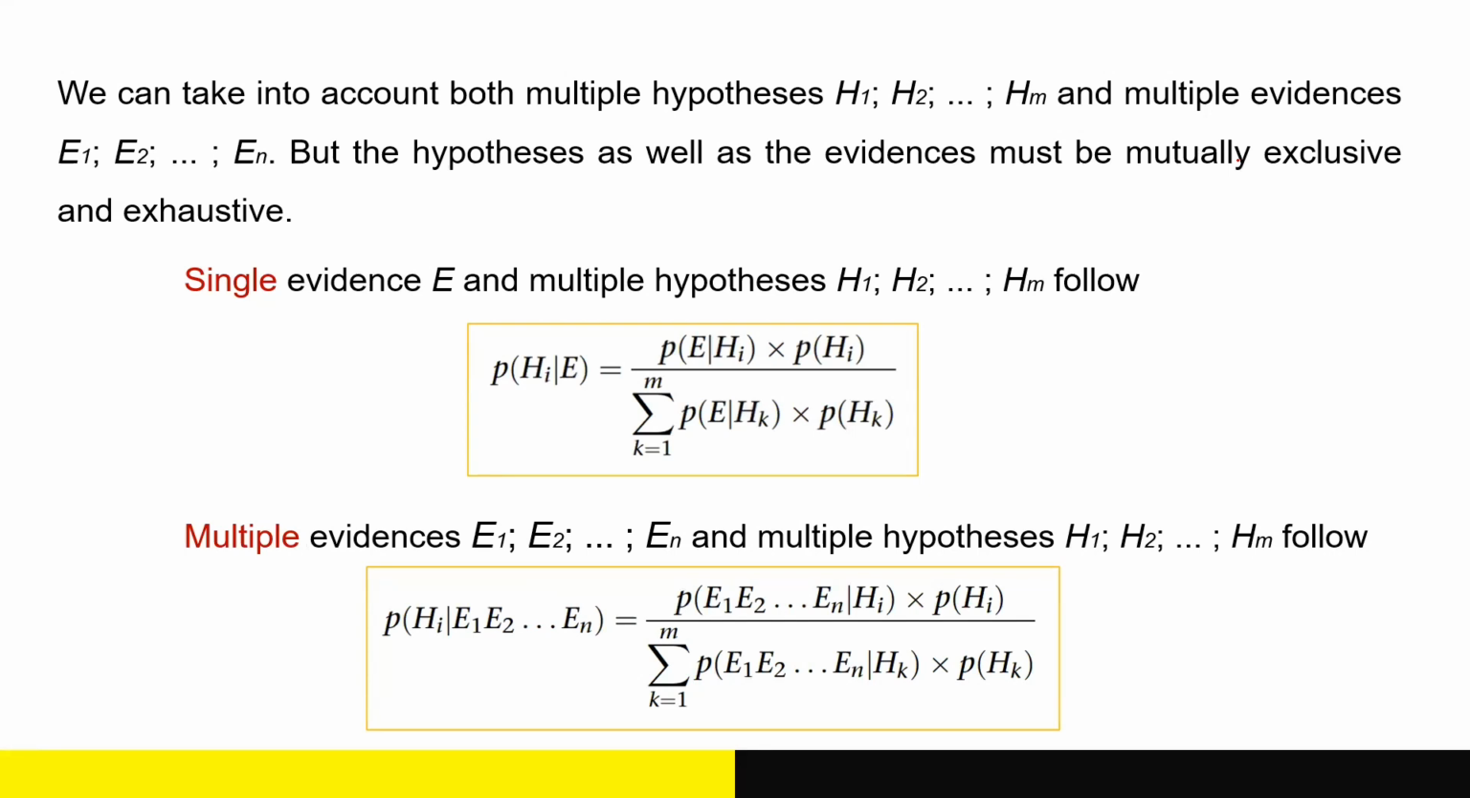We can take into account both multiple hypotheses, hypothesis 1, 2, up to hypothesis n, and multiple evidences, evidence 1, 2, up to evidence n. But the hypotheses as well as the evidences must be mutually exclusive and exhaustive. So for the single evidence and multiple hypotheses, we can use this equation, while for multiple evidences and multiple hypotheses, we can use this equation.